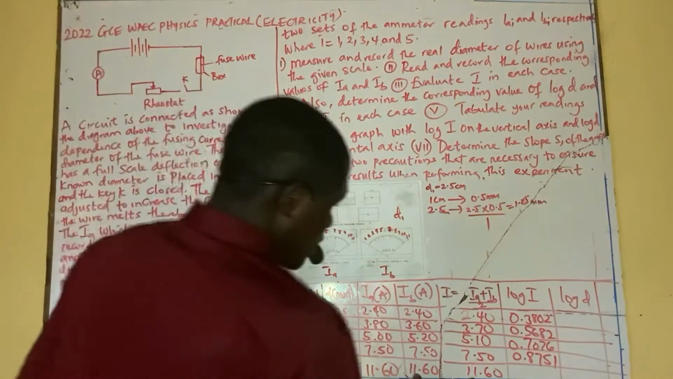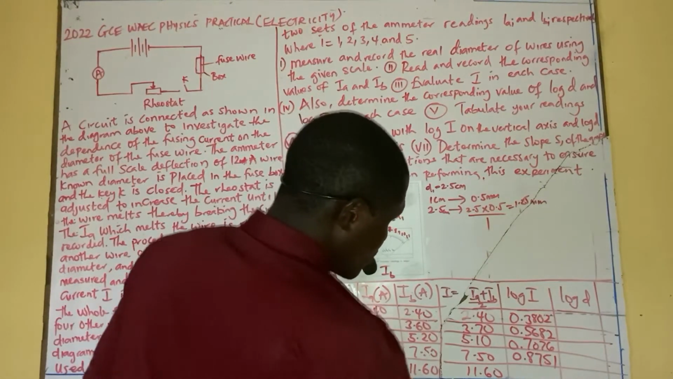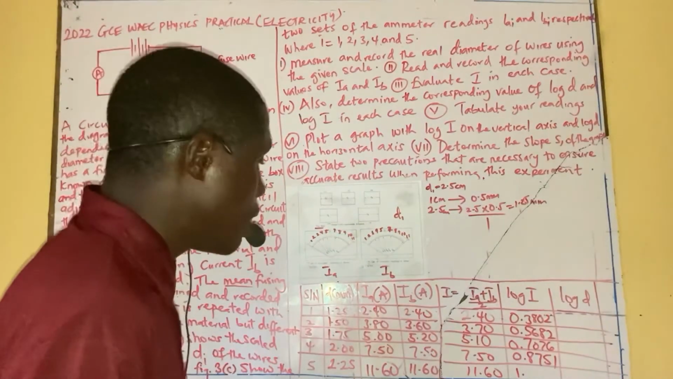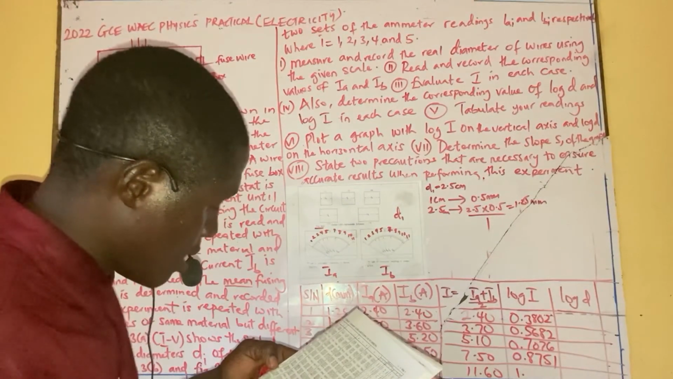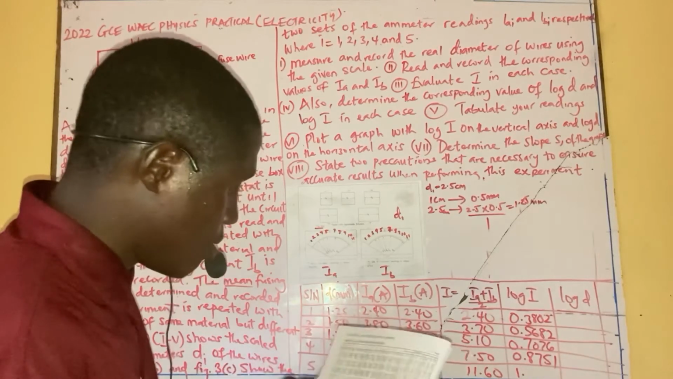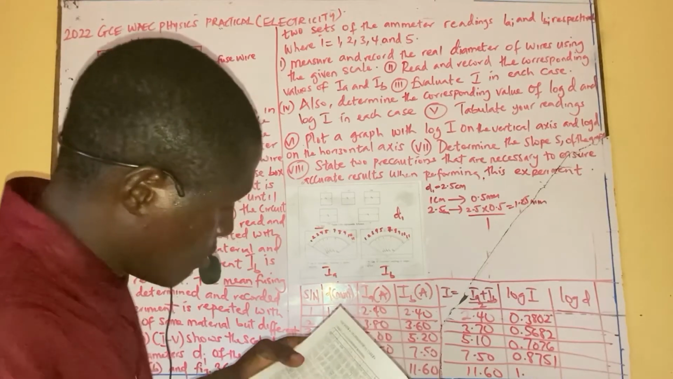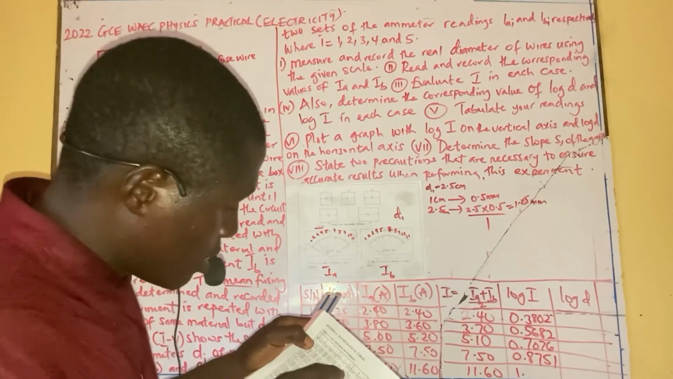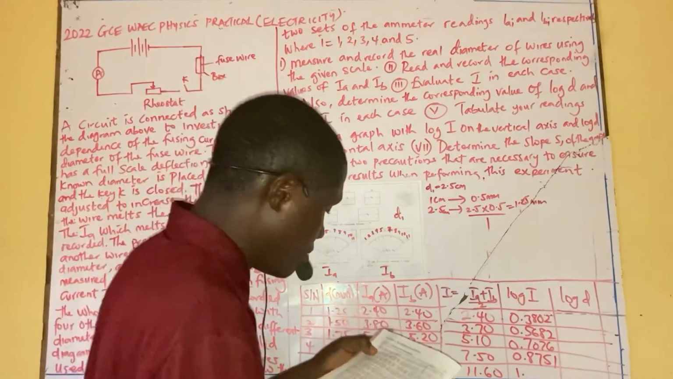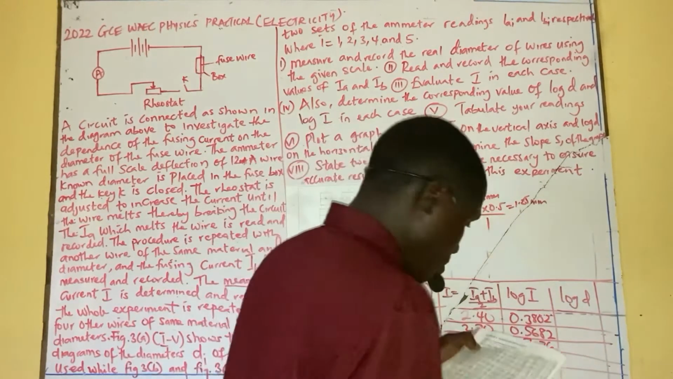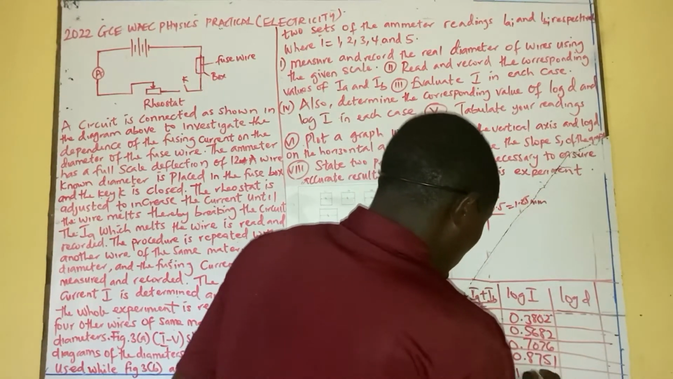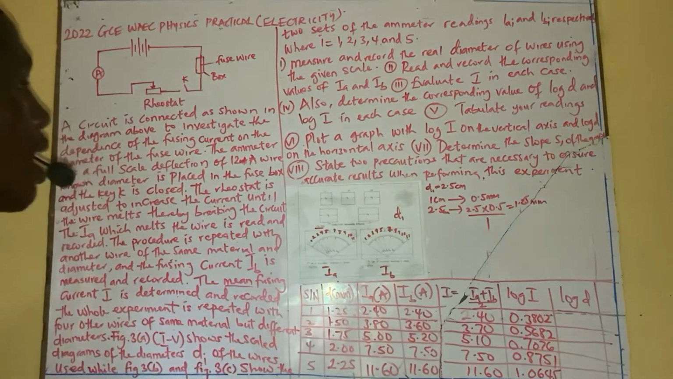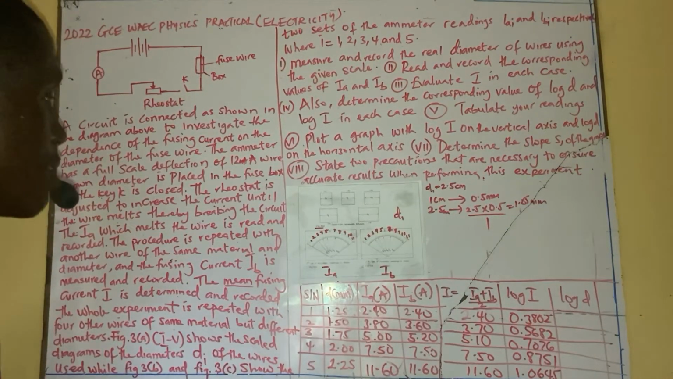The last one is 11.6. Now we can always find out. This one is going to be 1 point because there are two numbers, so we remove 1 point. So 11 under 6 is 0645. So that is log I.